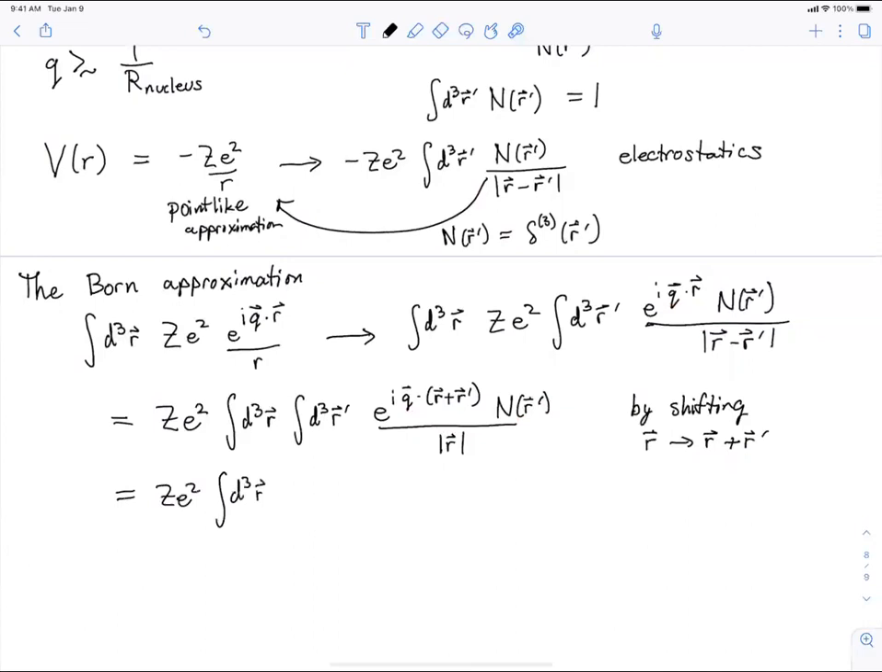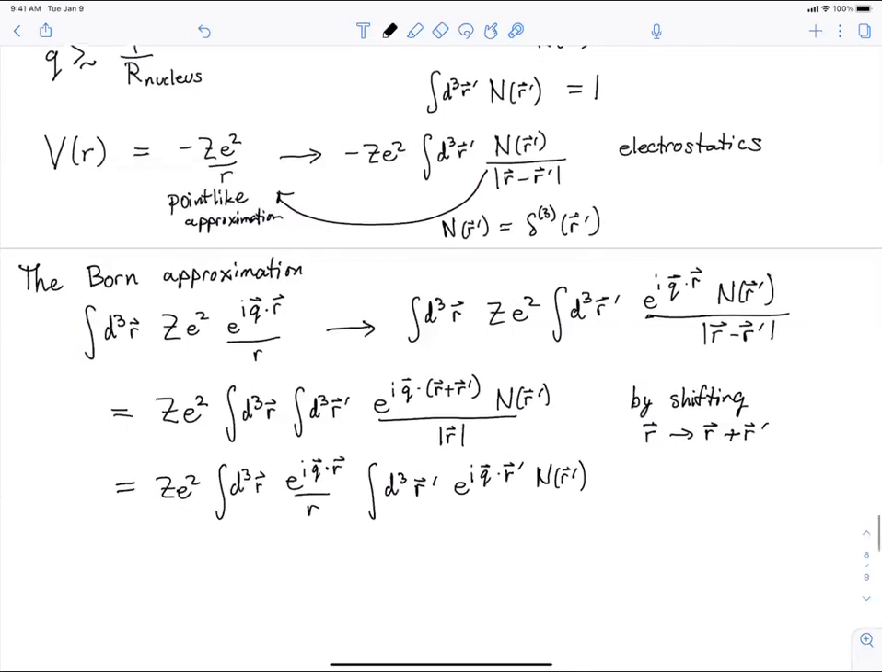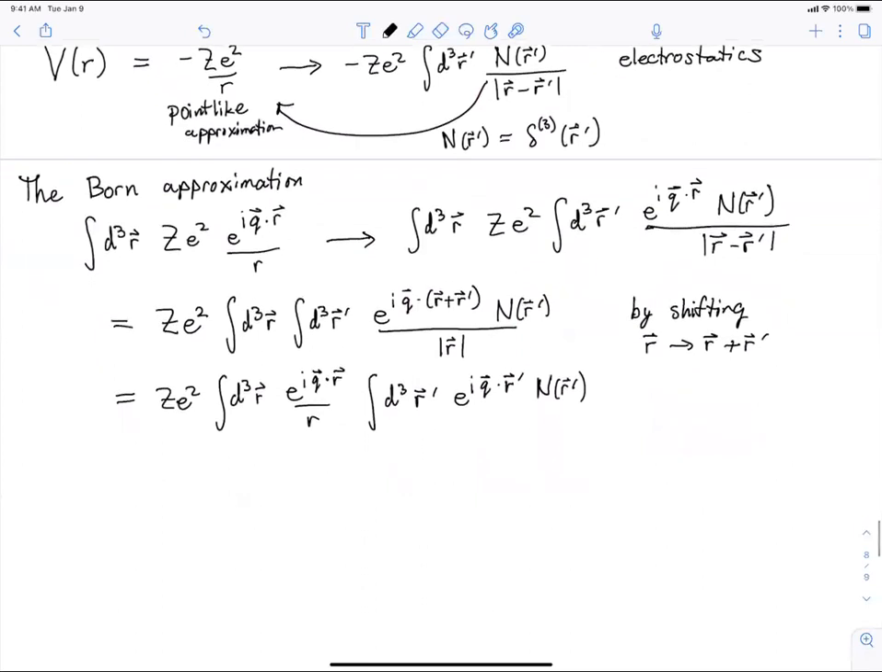I'm going to pull everything that I can out of the r prime integral. And everything that I can means e to the i q dot r divided by r. And now let's write behind, what's next is everything that's left behind, which is e to the i q dot r prime, n of r prime. So the whole strategy here is based on separating things into an integral over the nucleus that doesn't involve the integral over r.